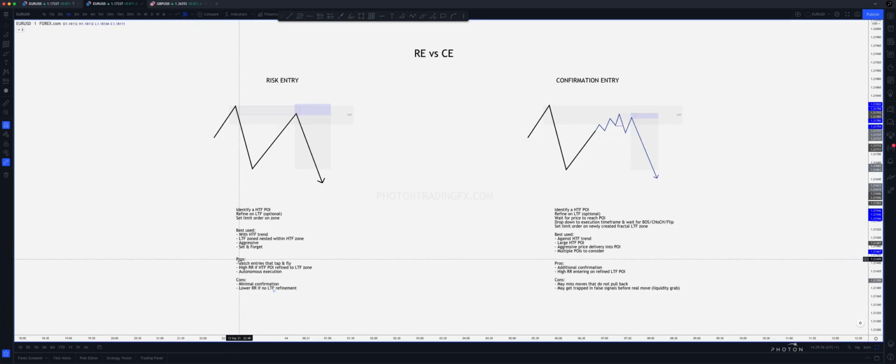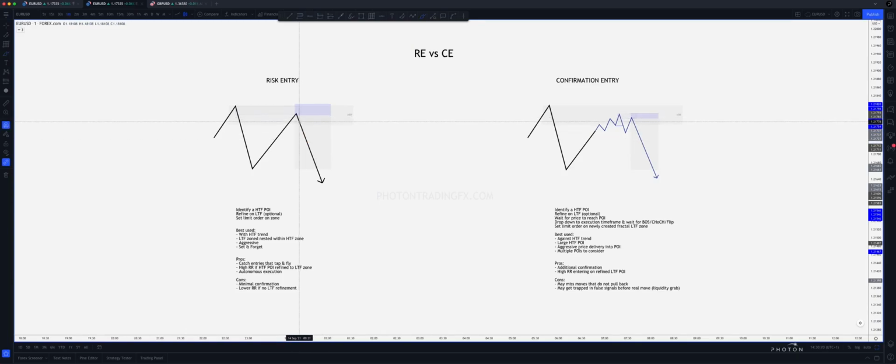So I guess the main obvious benefit of using risk entries is that you can get into trades that sometimes literally price can come into a zone and just tap and go very, very aggressively. If there's a massive imbalance within that zone, an overwhelming amount of supply compared to demand, then this is where it can be beneficial. Sometimes you just miss that confirmation entry, and sometimes you will miss the move.